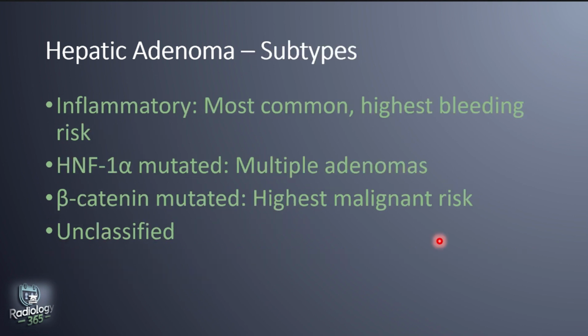We have the inflammatory, that's the most common and has the highest bleeding risk. We have the HNF1 alpha mutated, that's the second most common, characterized by multiple adenomas, and this is associated with familial adenomatous polyposis and von Gierke's. Then we have the beta-catenin mutated, that's the least common, and it's seen in men on anabolic steroids, and it has the highest risk of malignant transformation. And then we have the unclassified.